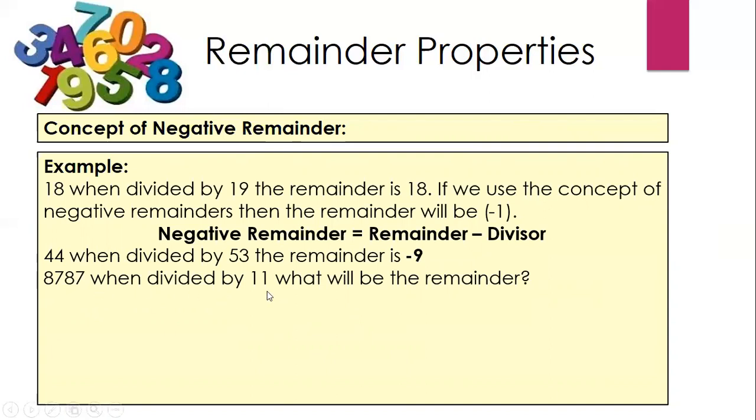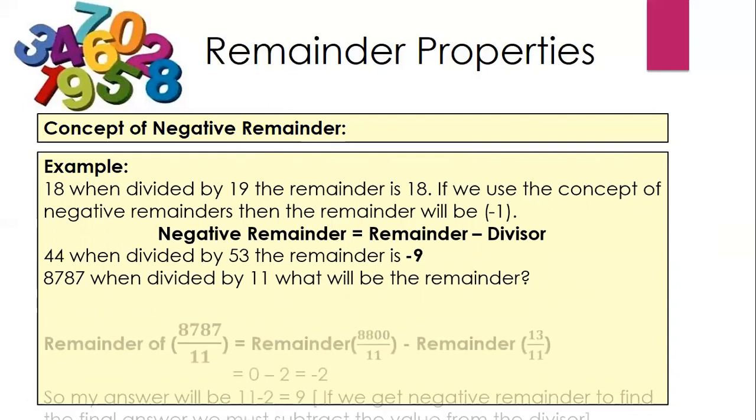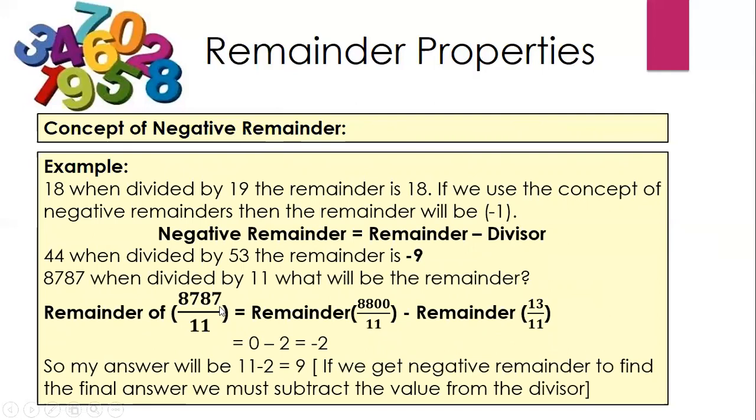8787 when divided by 11, the remainder will be? So let's take it based on negative remainders. 8787 can be written as 8800 minus 13. So 8800 when divided by 11 minus remainder of 13 by 11. So 8800 when divided by 11, the remainder is 0. 13 when divided by 11, the remainder is 2. So 0 minus 2, it is minus 2.